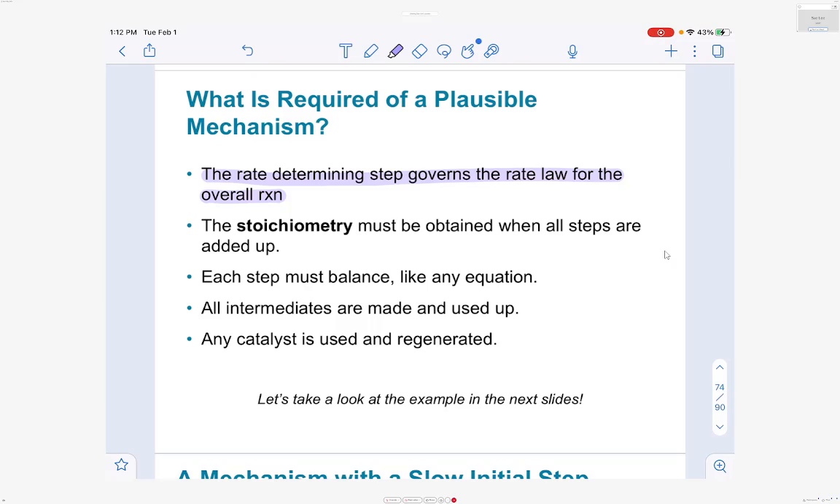And for a plausible reaction mechanism, the below criteria have to be met. Number one, the stoichiometry must be obtained when all steps are added up. Each step must balance like any equation. All intermediates have to be made and used up. All catalyst is used and regenerated after the reaction. And let's take a look at an example about this criterion that we just discussed.